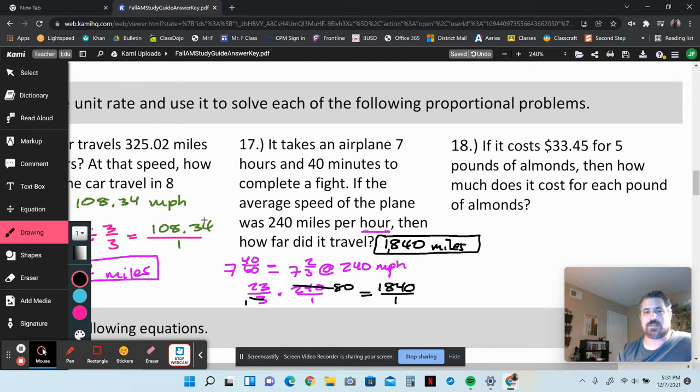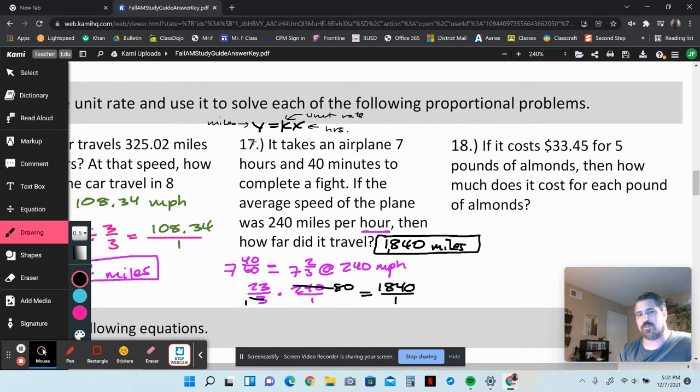And for both of these problems, it's really the proportional equation. You can think of it as y equals kx, where k is the rate. And since it's miles per hour, the input is going to be the hours, and the output's going to be the miles. So k is the rate, the unit rate, and the x value is the input, which is the hours, and the y value is the output, which is miles.